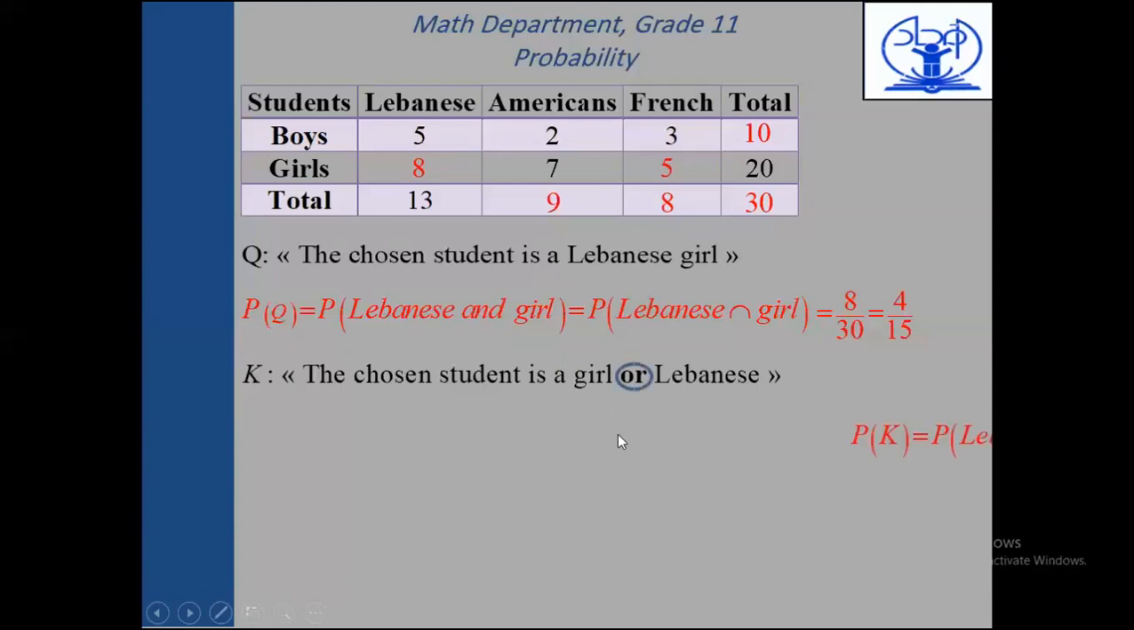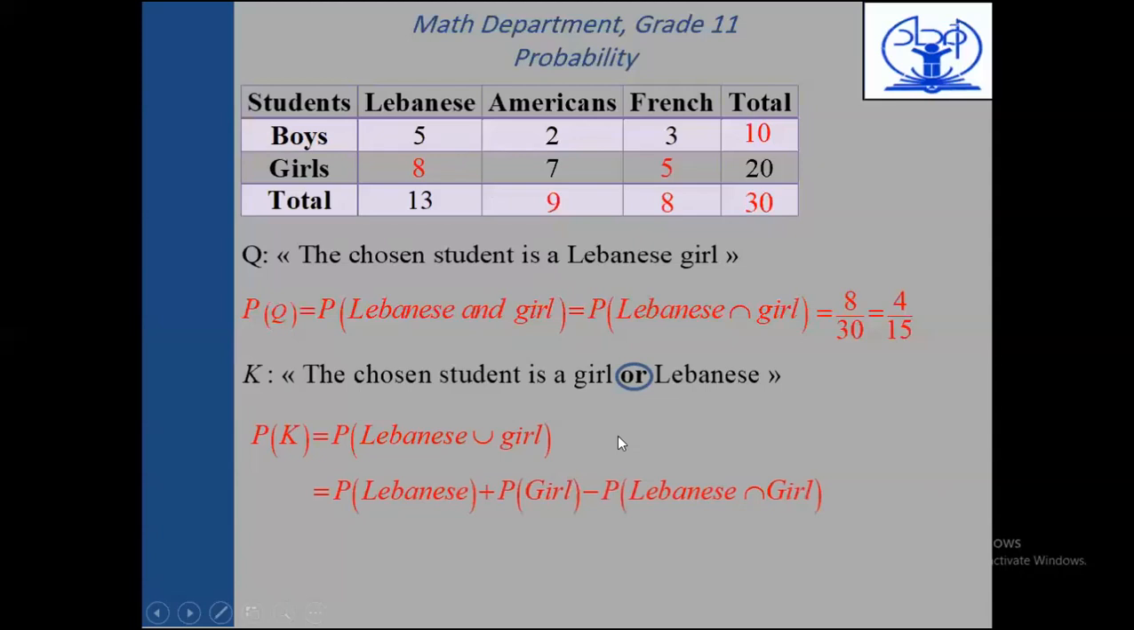Or you can do it with a formula. It's probability of Lebanese plus probability of girls minus probability of Lebanese girls. Now you replace because we have all of these, and the answer will be 5/6.